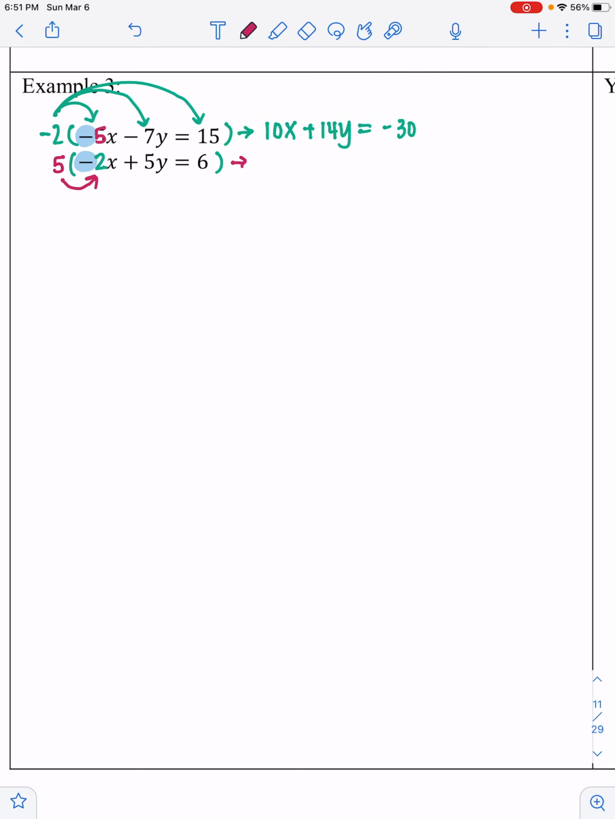And then go ahead and distribute for this bottom equation as well. This becomes negative 10x, and that's perfect. That's exactly what I want because I wanted opposite coefficients. Plus 25y equals 30.